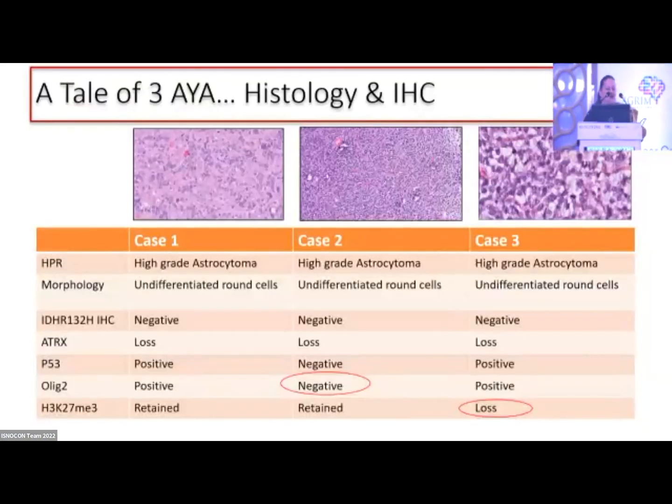So now we have 3 cases, all showing high-grade glioma, similar age group, high-grade glioma on radiology, on morphology, undifferentiated round cells, basically all high-grade astrocytomas, all showing IDH negative on IHC, and all showing ATRX loss. Now, on the next panel, you have some certain differences. P53 was positive in the first and the third, OLIG2 negative in the second, and H3K27me3 loss in the third.